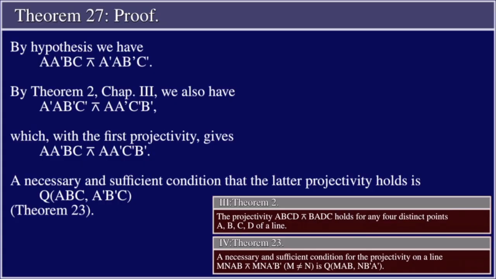Proof: by hypothesis, we have A A' BC projective with A' A B'C'. By Theorem 2 of Chapter 3, we also have A' A B'C' projective with A A' C'B', which, with the first projectivity, gives A A' BC projective with A A' C'B'. A necessary and sufficient condition that the latter projectivity hold is Q of ABC, A'B'C', by Theorem 23.